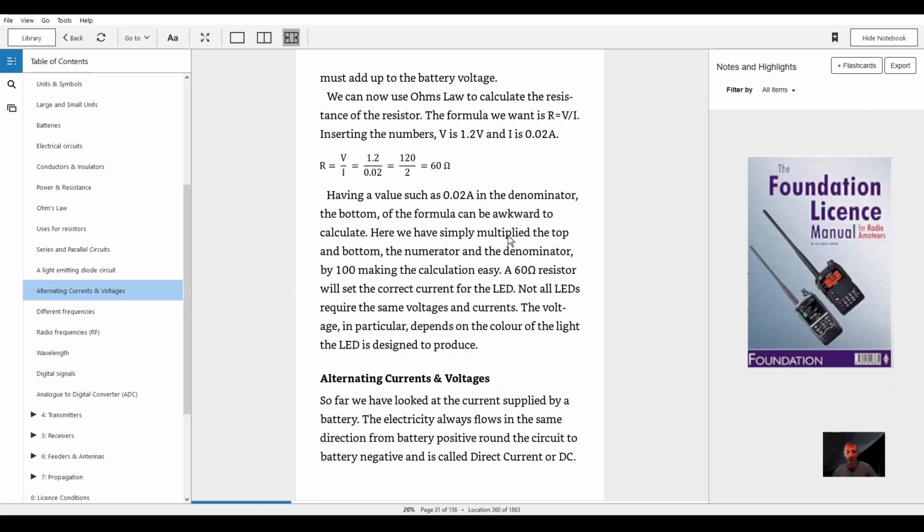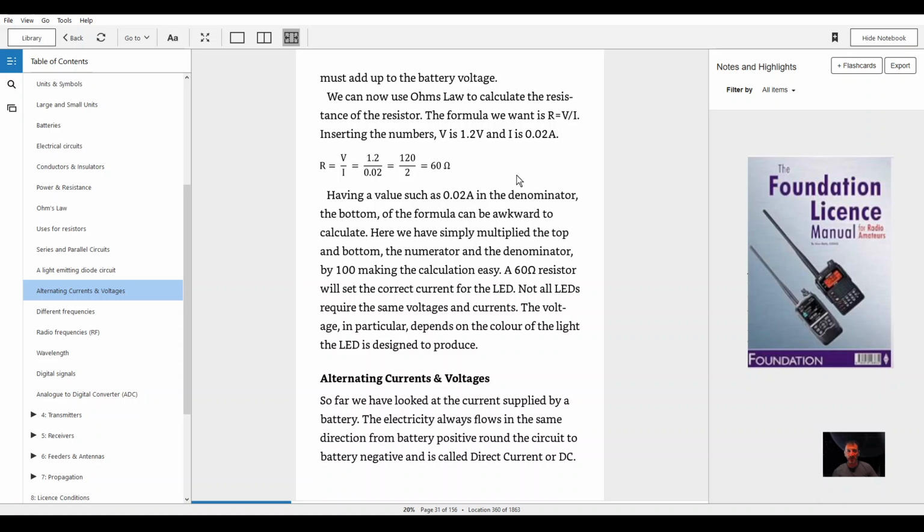Practice this so you will be able to do it in the exam. Having a value such as 0.02 amp in the denominator, the bottom of the formula, can be awkward to calculate. Here we have simply multiplied the top and bottom, the numerator and the denominator, by 100, making the calculation easy. A 60 ohm resistor will set the correct current for the LED.